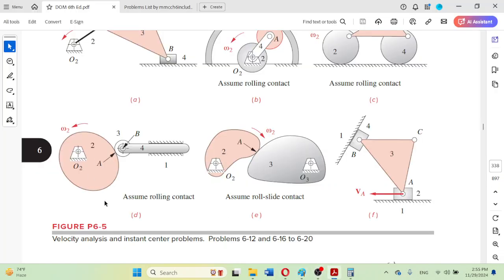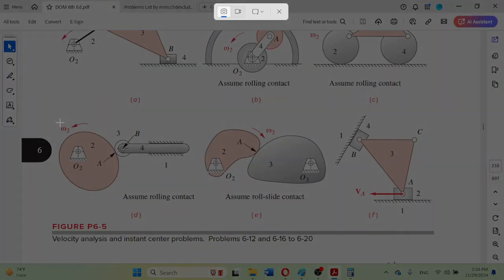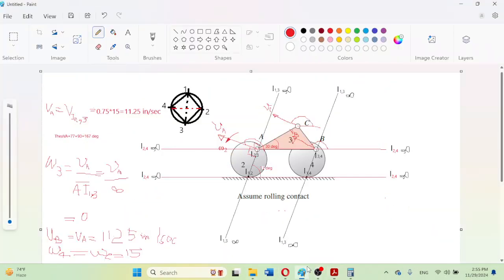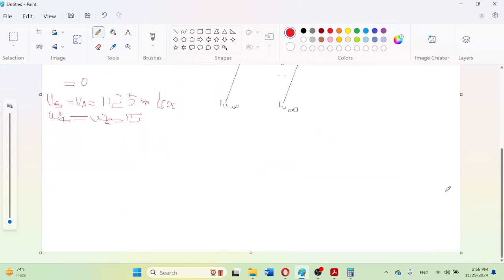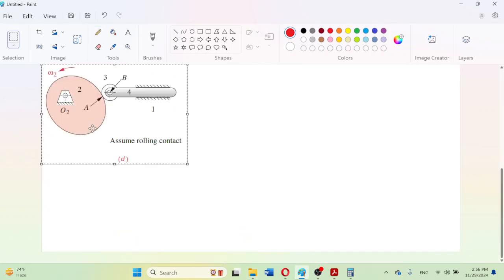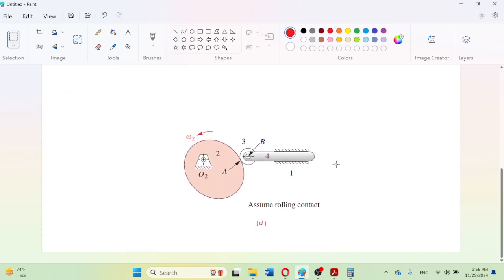So now I will be guiding the solution for this part D of figure P6-5 and problem number 6-12. So let us copy the snapshot of this part D into Windows Paint.